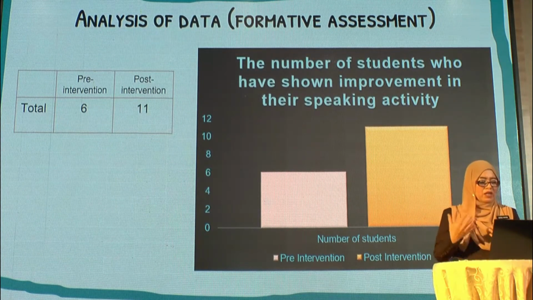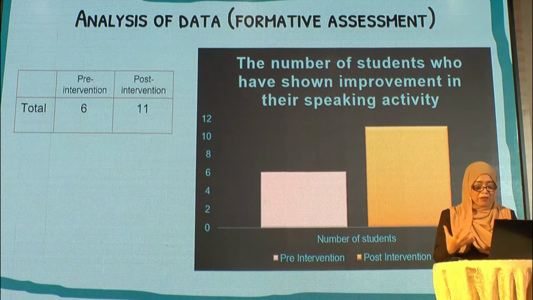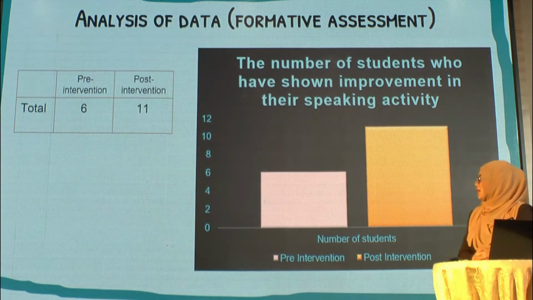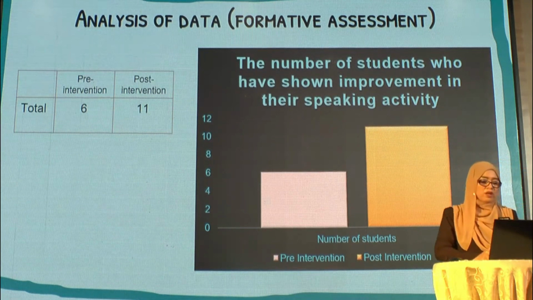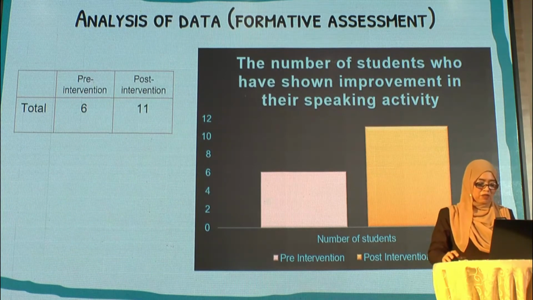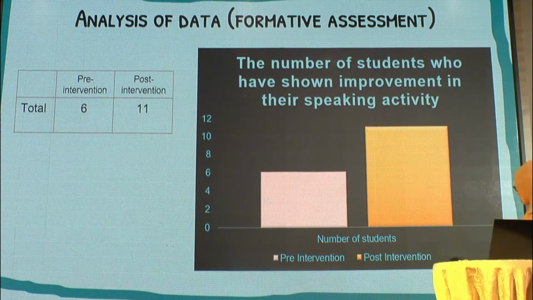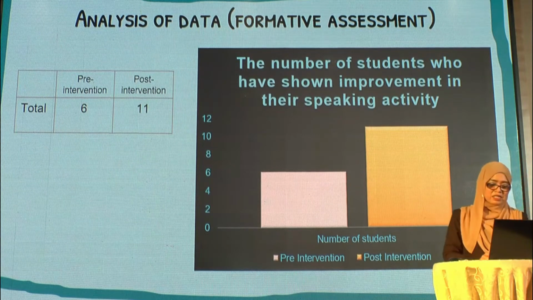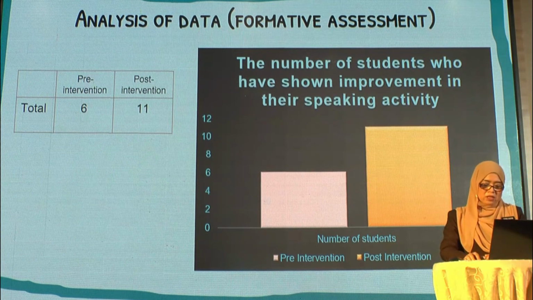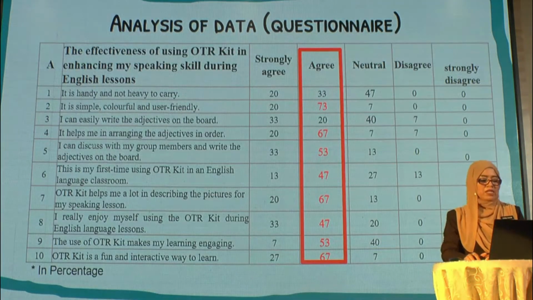Okay, so after I have come up with the intervention, 11 students have managed to write the sentences using the adjective in the correct order. So you can see from the chart that the number of students who have shown improvement in their speaking activity has improved.